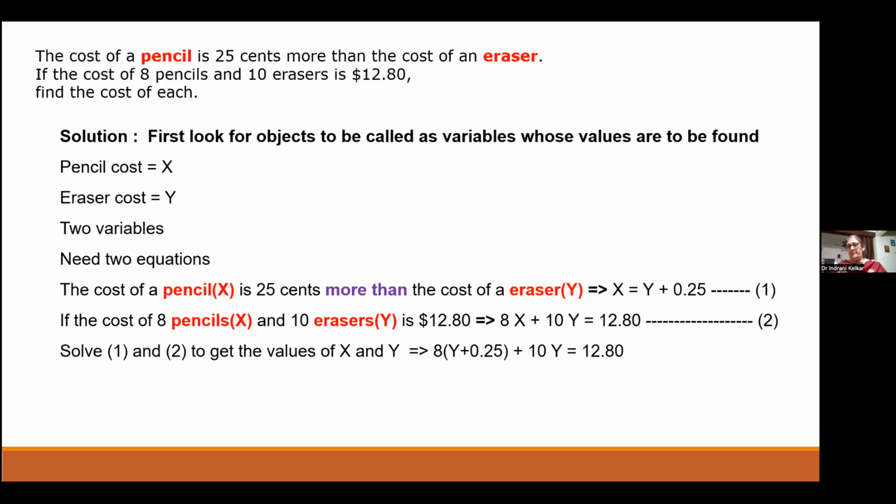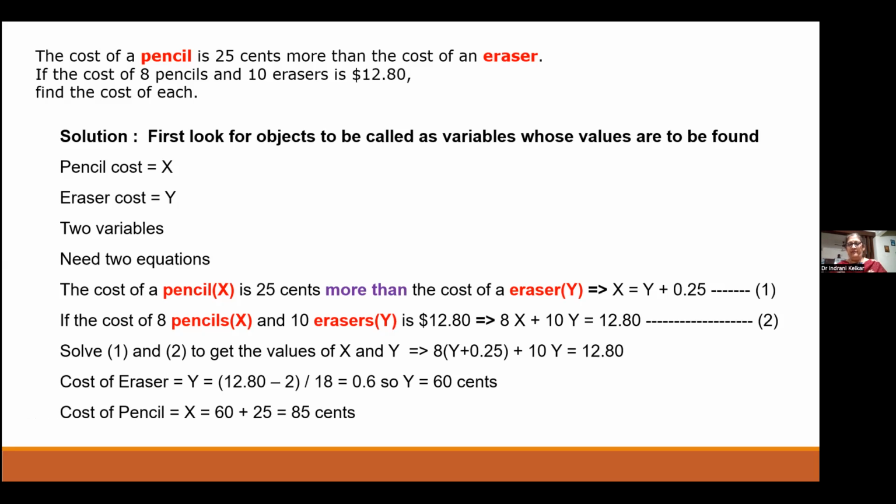Now you have two equations: x equals y plus 0.25 and 8x plus 10y equals 12.80. Substitute from 1 into 2 and get the value of y. You get the value of y as 60 cents if you do this calculation shown here. Once you get the value of y, put it in equation 1 and you get the value of x. So now you have solved it completely.